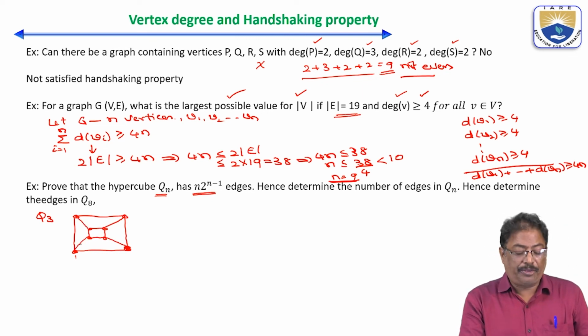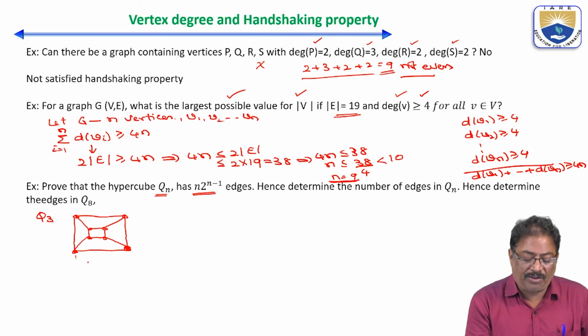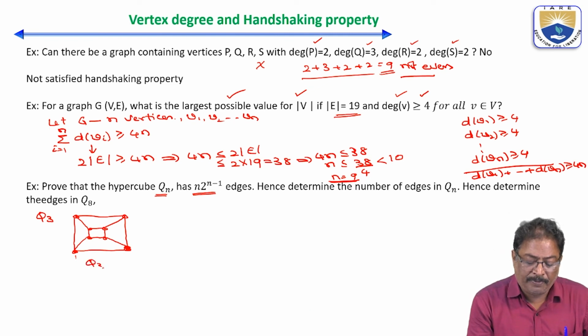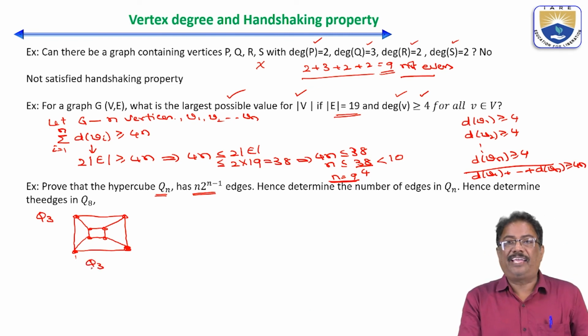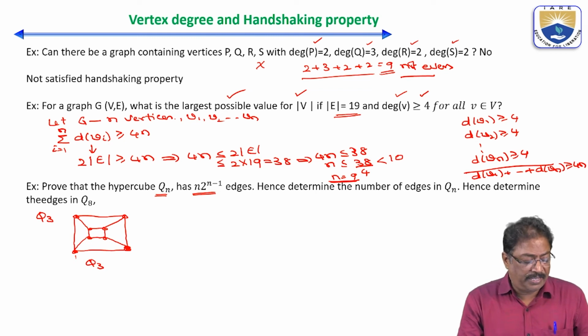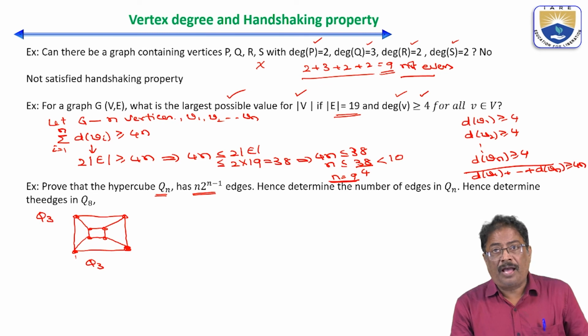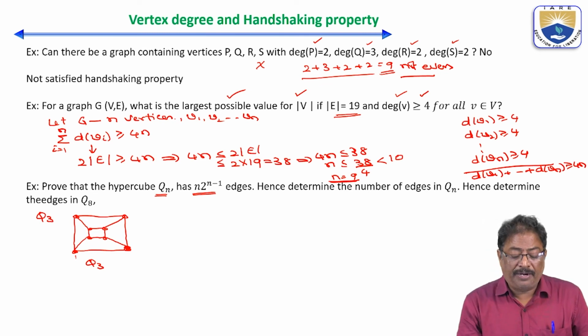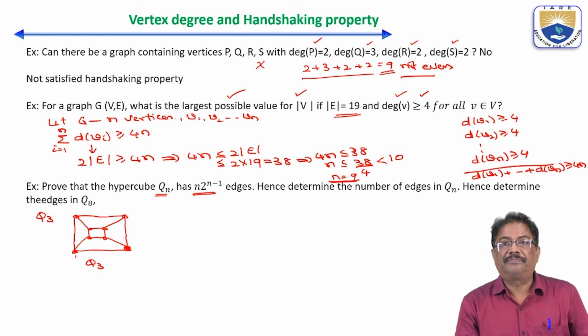So this is a hypercube. It is nothing but a 3 regular graph. I am just taking Q3, the 3-dimensional hypercube, which is denoted by Q3.